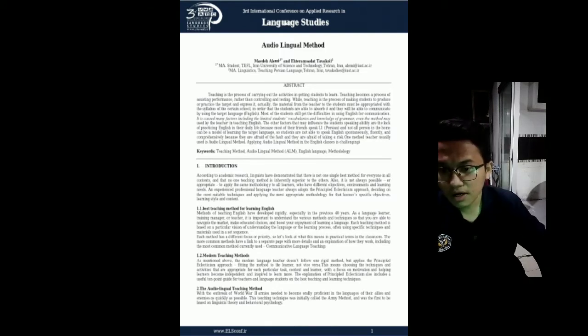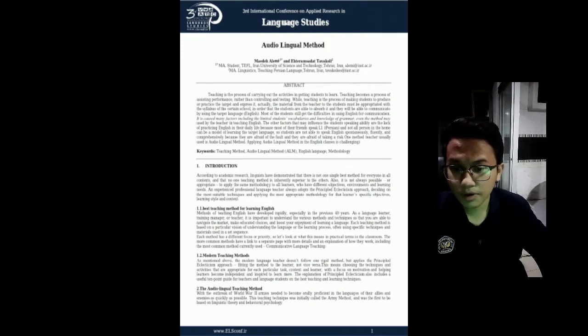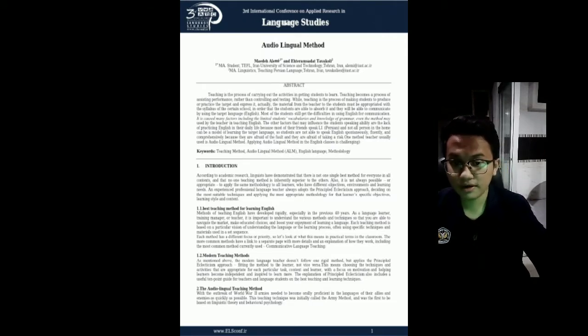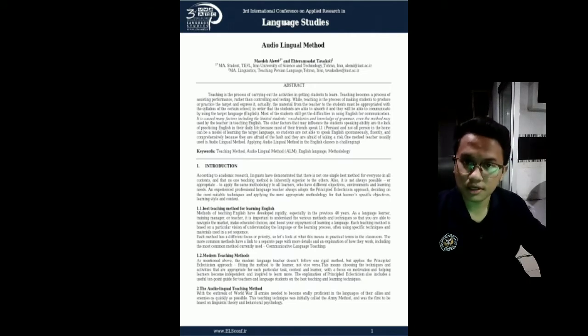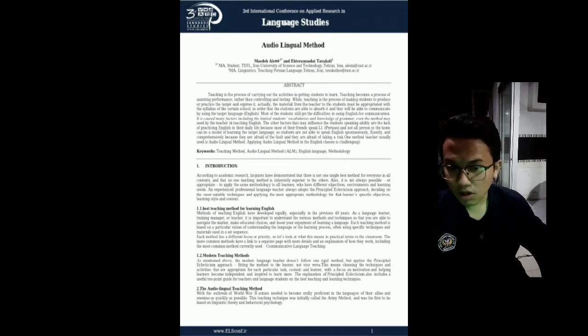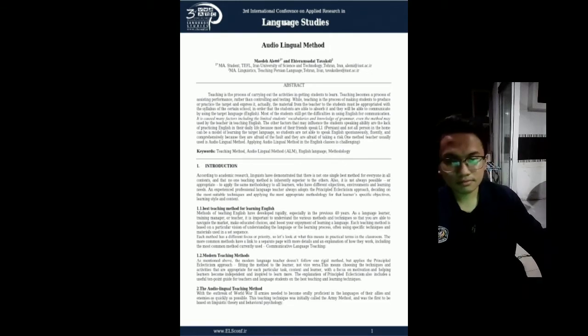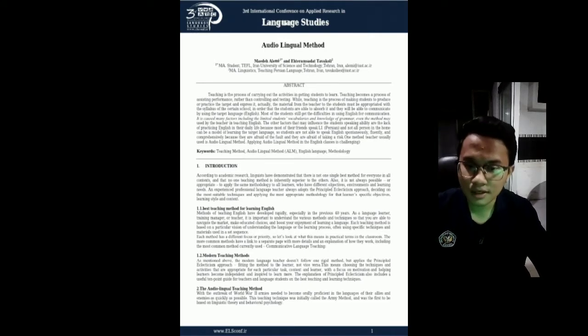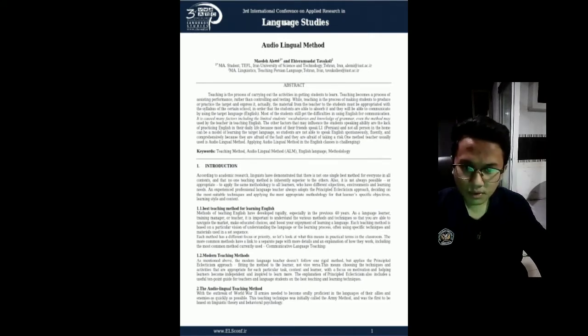Point 2, the audiolingual teaching method. With the outbreak of World War II, armies needed to become orally proficient in the language of their allies and enemies as quickly as possible. That's actually a good tactic. This teaching technique was initially called the army method, so before turning to audiolingual method, it was named the army method, and was the first to be based on linguistic theory and behavioral psychology.